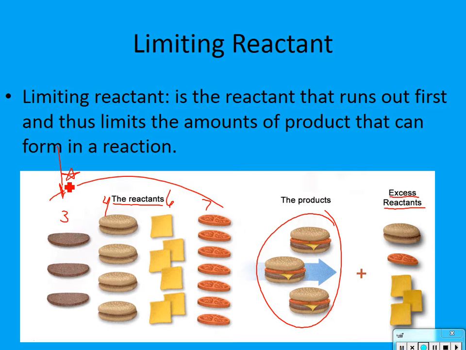So again, we're limited in the number of cheeseburgers that we made because we only had 3 patties. This one's going to run out first, and so we're limited. That's going to determine how much product we can form. The other reactant that's not limiting is called the excess. So this is just the stuff that's going to be left over when your chemical reaction is done. It's going to be a pile left over that didn't react.